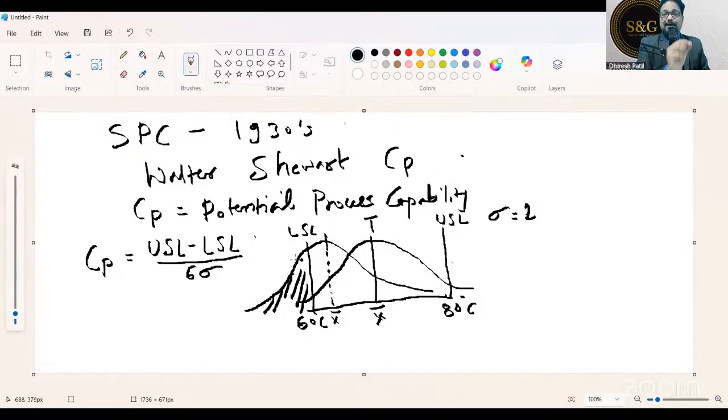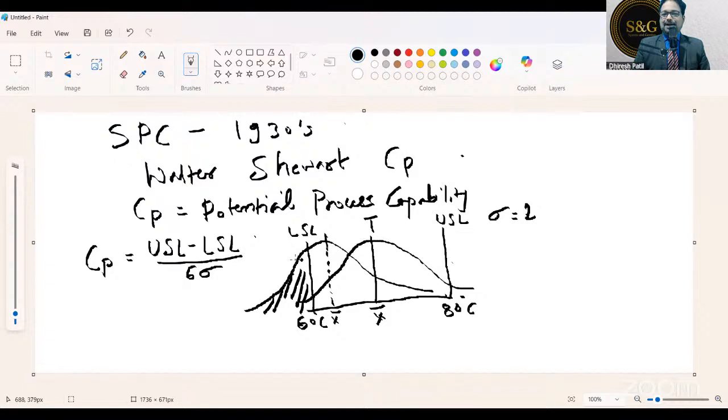But the CP value is not detecting the shift. Are you understanding? When the mean is shifting, the CP value is not detecting the shift of the process mean. How many of you got it? Just type yes in the chat box. Because in the formula, there is no X bar given. Have you understood? Just type yes in the chat box. There is no provision given to calculate the mean shift here.